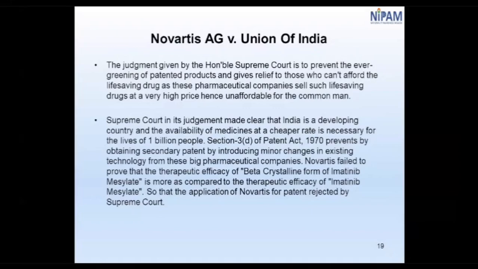It is free to use. Next case study is Novartis AG versus Union of India. Okay, that is a very important case in the history of patent in India, because it changed the course of medicine in India. What happened there in India? What happened in Novartis AG? We all know that we got patent for the drug. The judgment given by the Honorable Supreme Court prevented the evergreening of patented products and gave relief to those who can't afford life-saving drugs, as these pharmaceutical companies sell such life-saving drugs at a very high price, hence unaffordable for the common man. They term it evergreening of patented product. We will discuss in detail in the next video what is evergreening of product. The Supreme Court's judgment made clear that India is a developing country and available medicine is necessary for the lives of the 1 billion people.